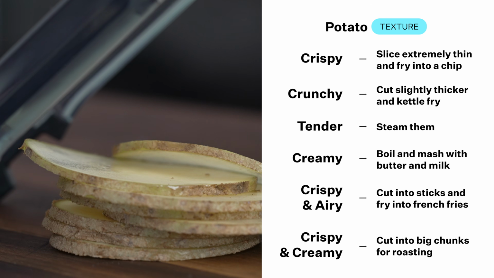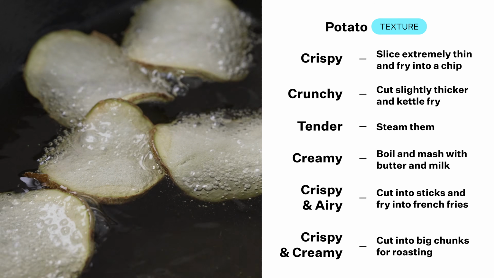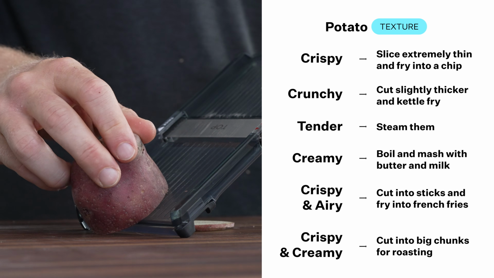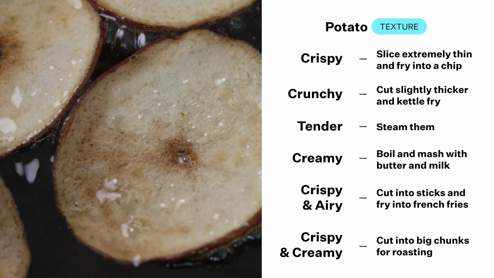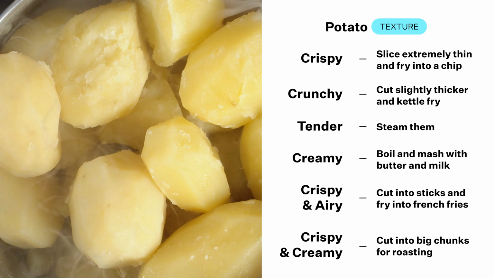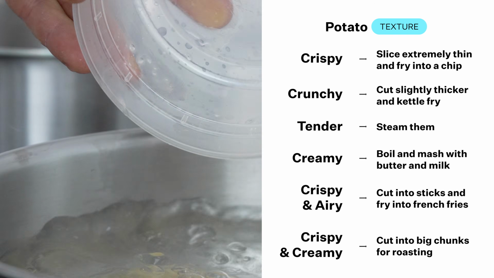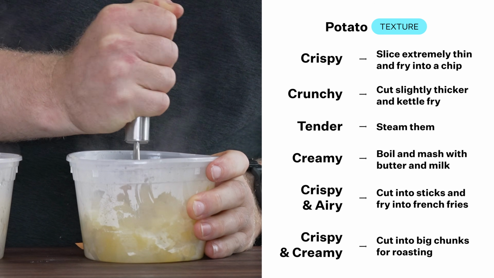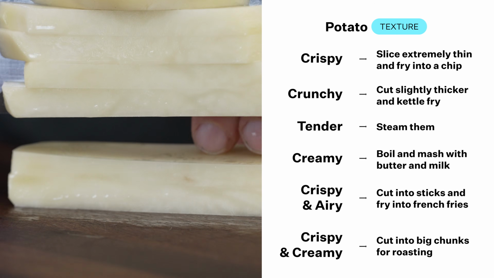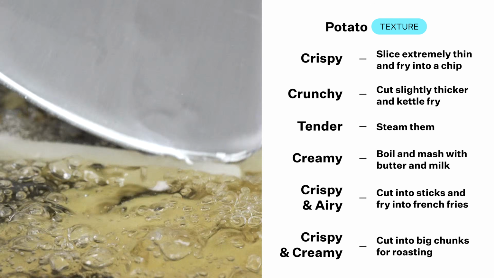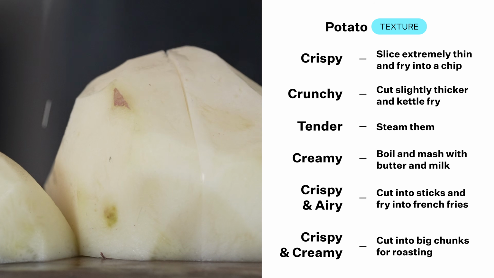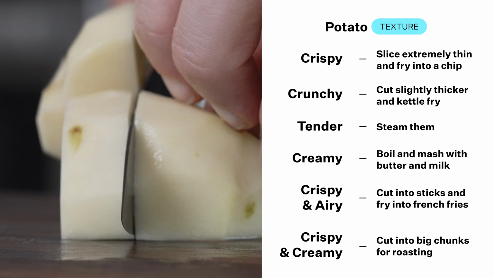If you want a crispy texture, slice them extremely thin and fry them into a chip. If you want a crunchy texture, cut them a little thicker and do a kettle fry. If you want them to have a tender texture, steam them. If you want them creamy, boil them and mash them with some butter and milk. If you want a crispy and airy texture, cut them into sticks and fry them into French fries. And if you want them crispy and creamy, cut them into bigger chunks for roasting.